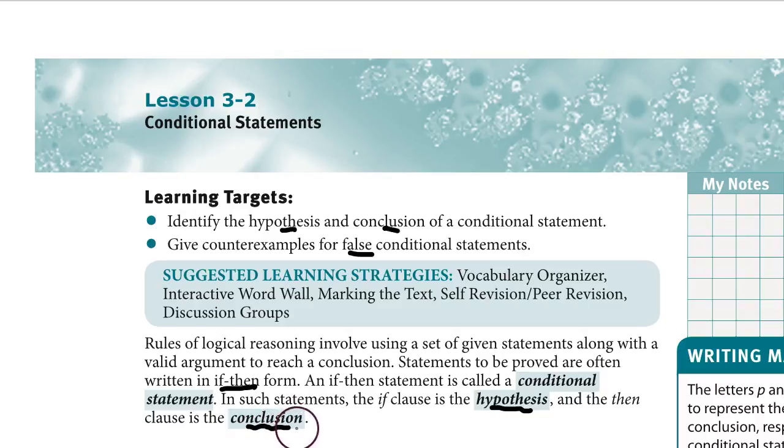In ELA class, you've studied different kinds of sentences. There are interrogative sentences, which are questions. There are declarative sentences, which state a fact. And there are conditional sentences, which have the words if and then. These are the kind that we use most often in geometry.